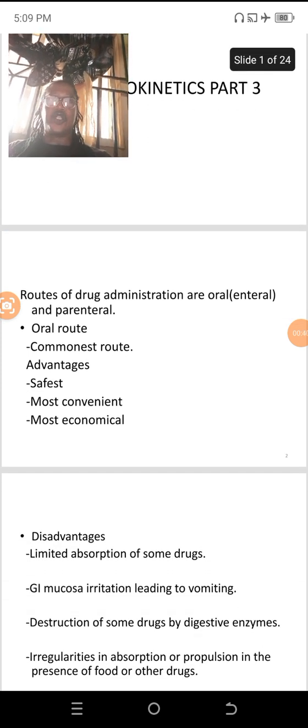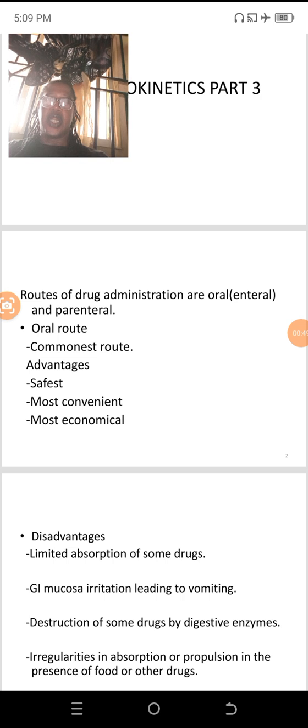The routes of drug administration can be classified broadly as enteral and parenteral routes. And the enteral routes include the oral route, the sublingual route, and the rectal route. Whereas when you talk about the parenteral route, you are talking about routes like intramuscular, intravenous, subcutaneous, pulmonary, and others. The oral route is the commonest route of drug administration, and it has the following advantages. Number one, it is the safest, it is the most convenient, it is the most economical.